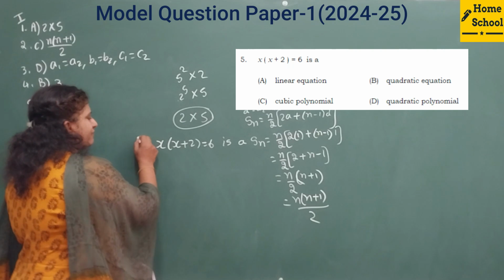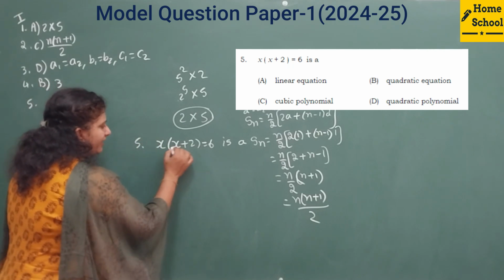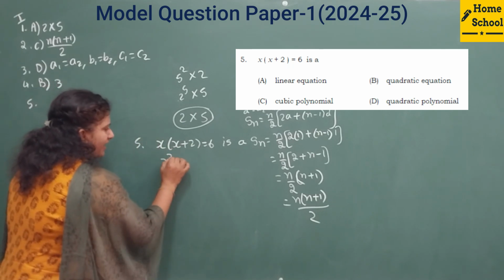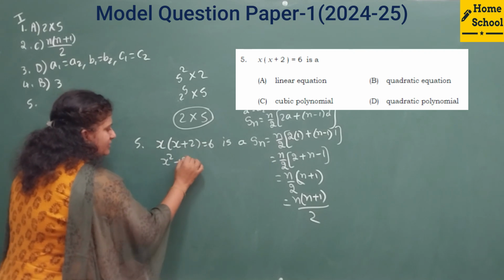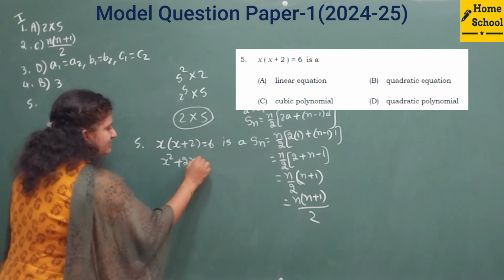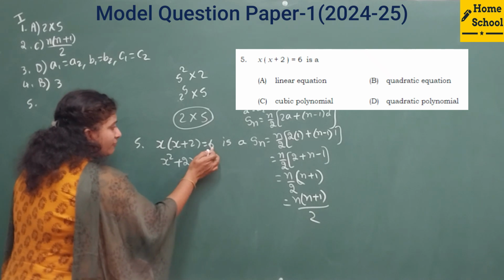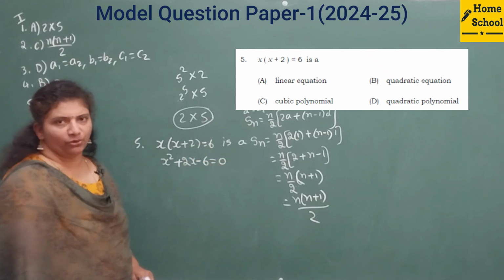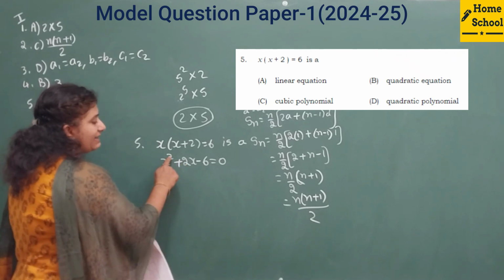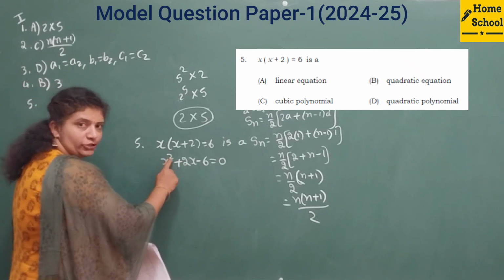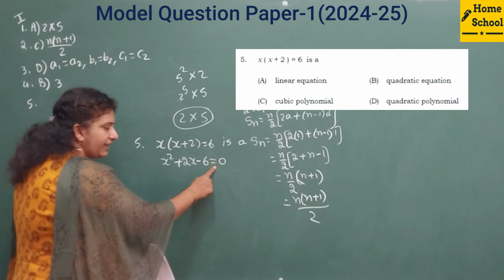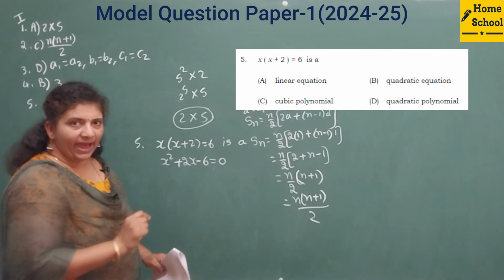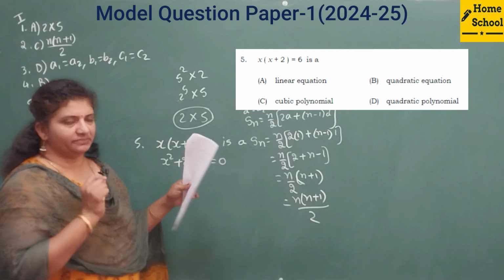Fifth one, x into x plus 2 equal to 6 is a. So let us simplify first this one. Remove brackets. x into x, x square plus x into 2 is 2x. Bring the 6 this side, minus 6. If you bring this 6 this side, then here it becomes equal to 0. Here highest power degree is 2 and equal to sign there. That means it is a quadratic equation.